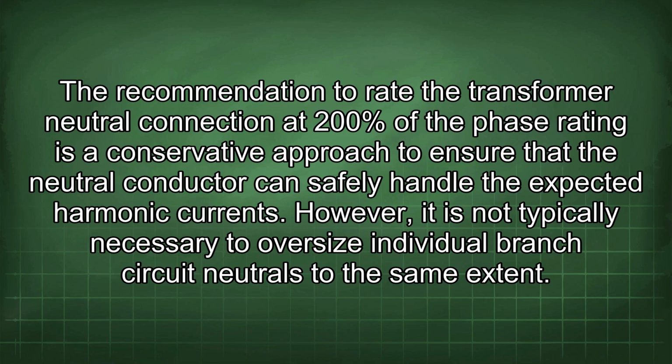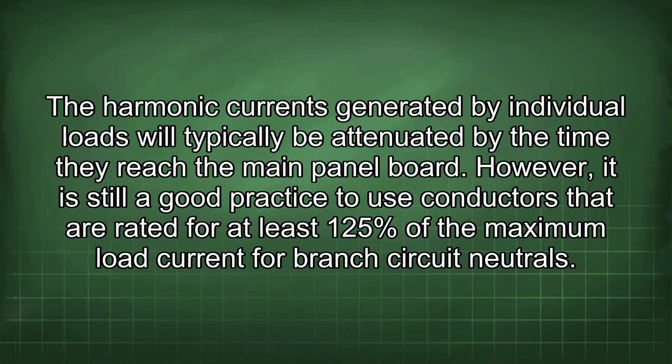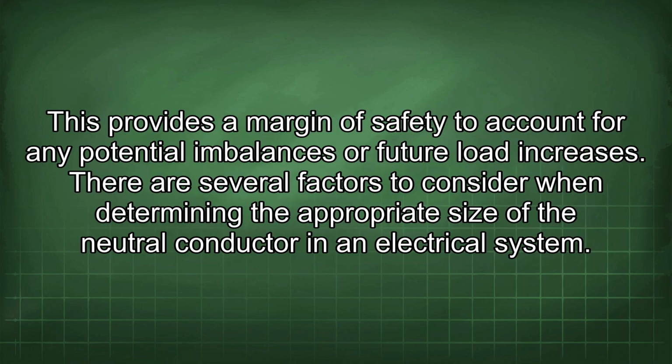However, it is not typically necessary to oversize individual branch circuit neutrals to the same extent. The harmonic currents generated by individual loads will typically be attenuated by the time they reach the main panel board. However, it is still a good practice to use conductors that are rated for at least 125% of the maximum load current for branch circuit neutrals. This provides a margin of safety to account for any potential imbalances or future load increases.